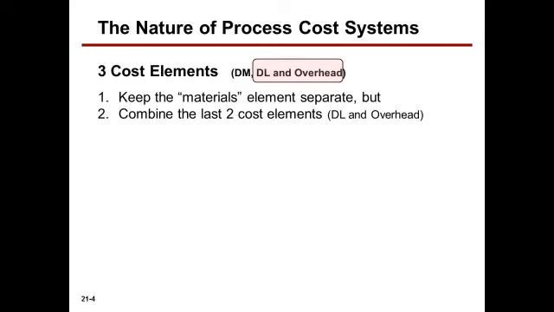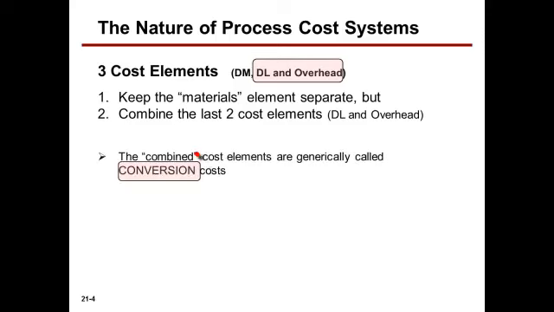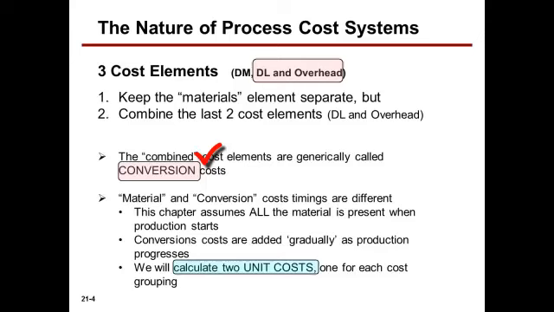Just a reminder, our 3 manufacturing cost elements: we keep materials separate from direct labor and overhead. Direct labor and overhead are combined into a conversion cost category. Material and conversion cost timings are different. This chapter assumes that all the material is present when production starts. However, conversion costs are added gradually as production progresses. That's why we'll calculate 2 unit costs, 1 for each cost grouping.